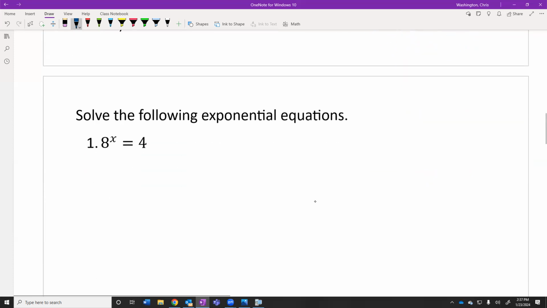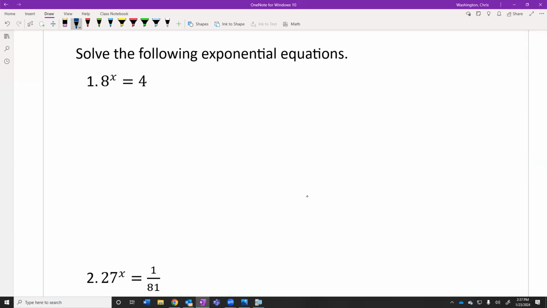So let's do a couple examples. Number 1, 8 to the x equals 4. How do you know what base to use? It does not matter what base you use, as long as you can change the left and right to that exact same base. So here's what I would recommend. I would recommend taking my chart, look at each power, and see if you can find 4 and 8 inside that same power. And that's the base we're going to use.